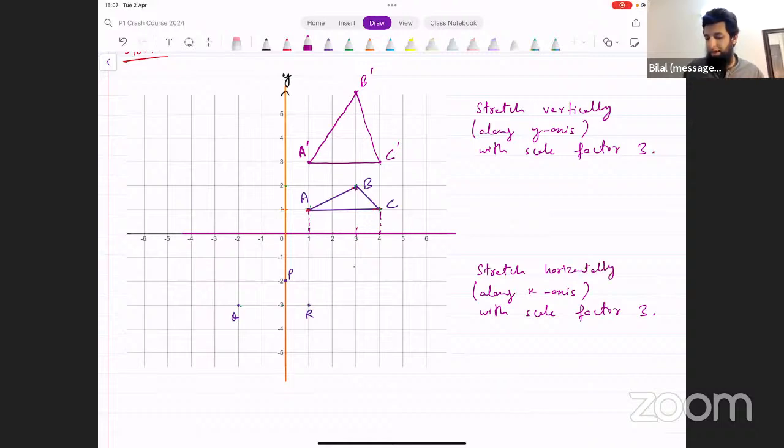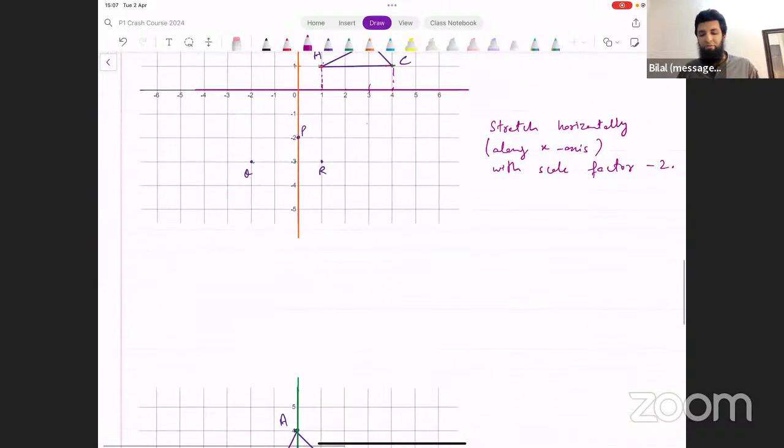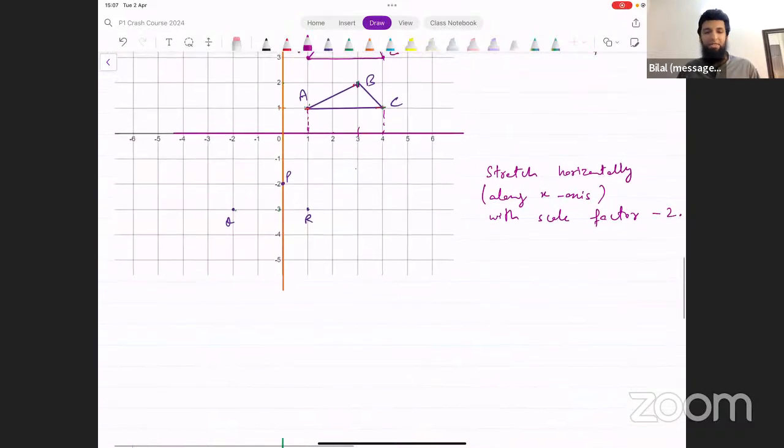That means along the x-axis with a scale factor, let's say now we have -2. Now you could have a negative scale factor as well. So let's say we have -2 as the scale factor. Now remember in enlargement, what used to happen with negative scale factors? Does anyone remember that? If this was the center of enlargement and you had a triangle here and the scale factor was -2, what would happen? Where would this diagram go?